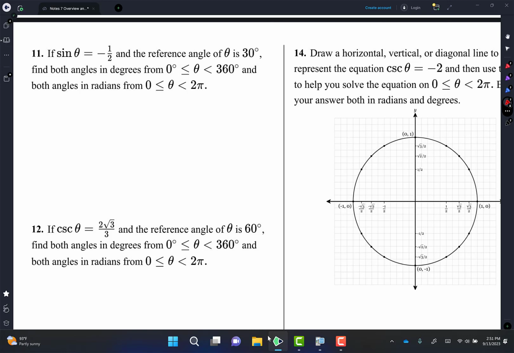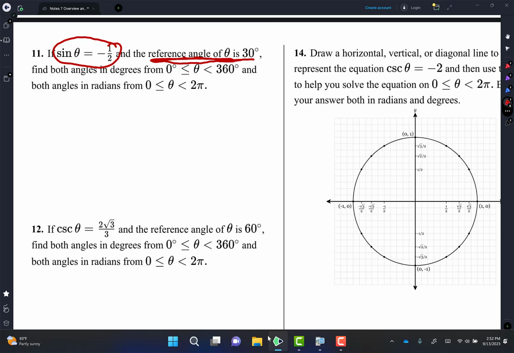All right, here we go, guys. Here it goes. Focus. All right, guys. If sine theta equals -1/2, so already there is a perfect coordinate. You should already be thinking, oh, okay. And look, they're being nice to us. They don't have to give us this, but they did. And the reference angle is 30 degrees. They didn't have to give us that.